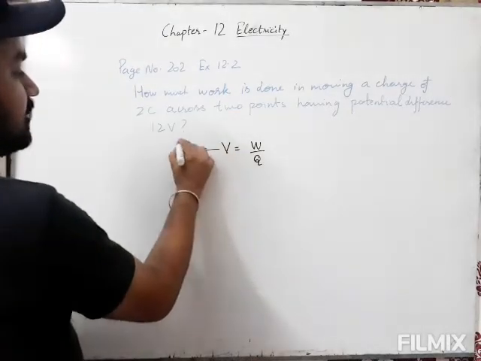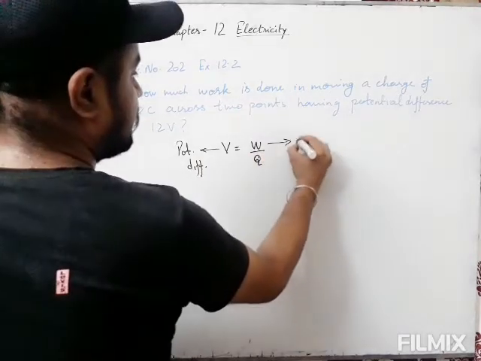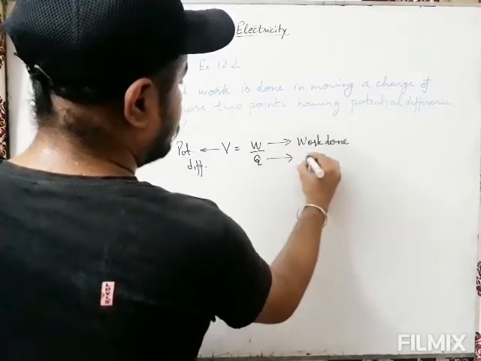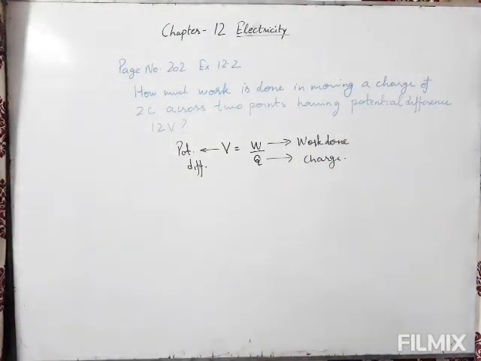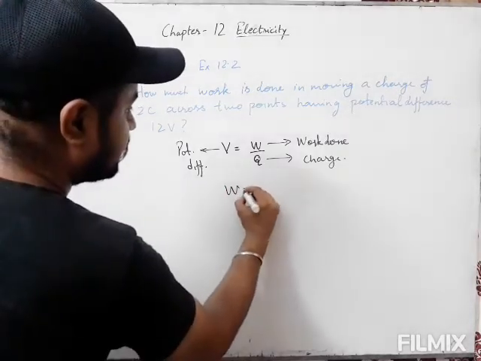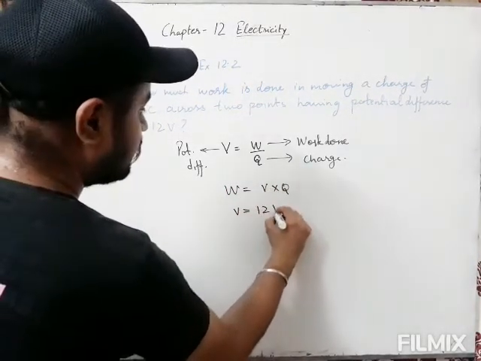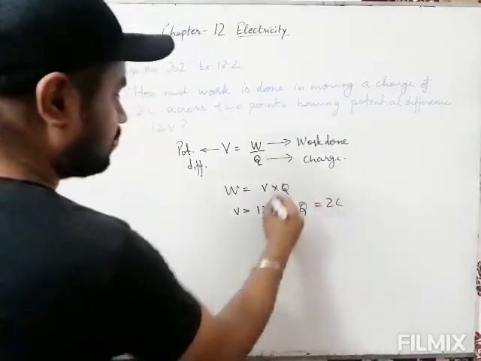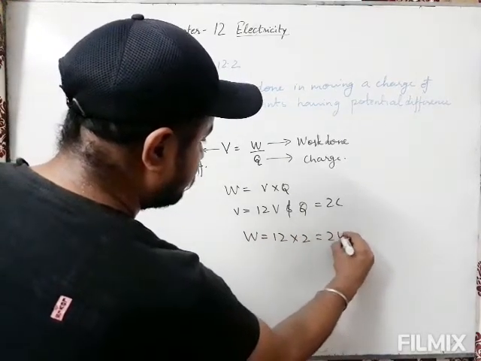V stands for potential difference, W stands for work done, and Q stands for the charge. Now the values which are being given, we will be using them and finding out the work done. Work done will be equal to V into Q. V is given as 12 volt and Q is given as 2 coulomb. So putting the value over here, 12 into 2, that is 24 joule.